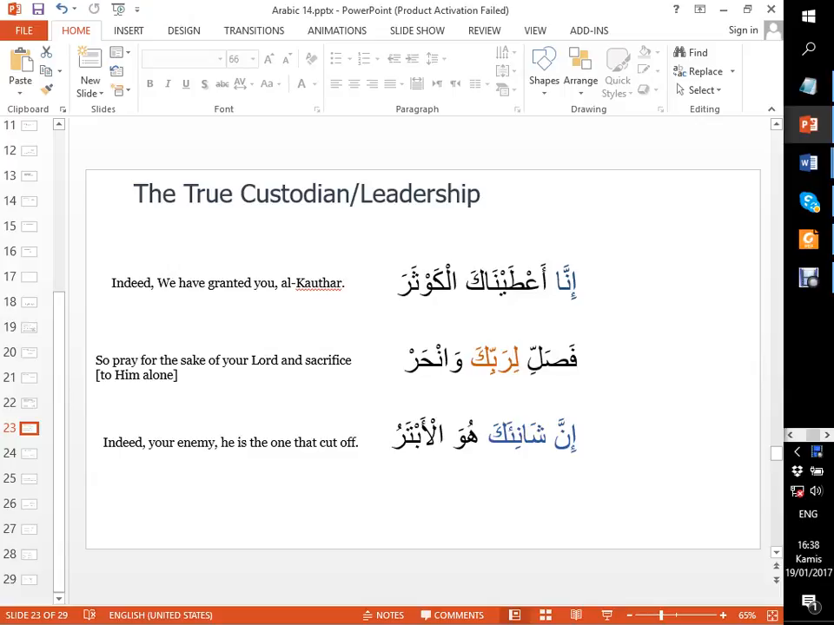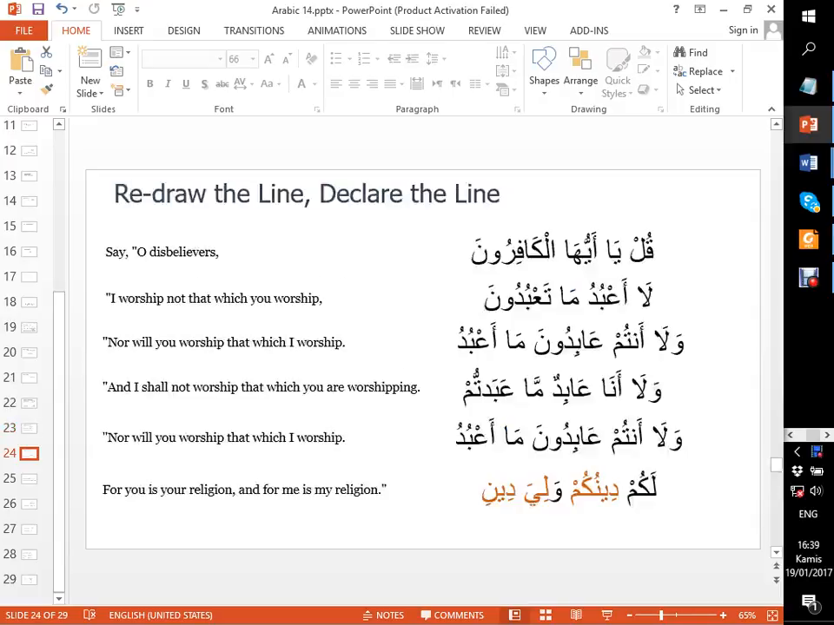So this means the true custodian, the true continuation of Ibrahim alaihis salam, is the Prophet SAW. If you see the historical analysis, after this surah comes the next surah. This surah actually has no coloring, only at the end.